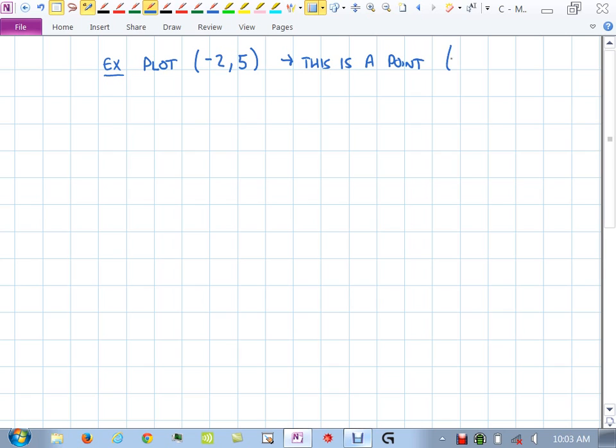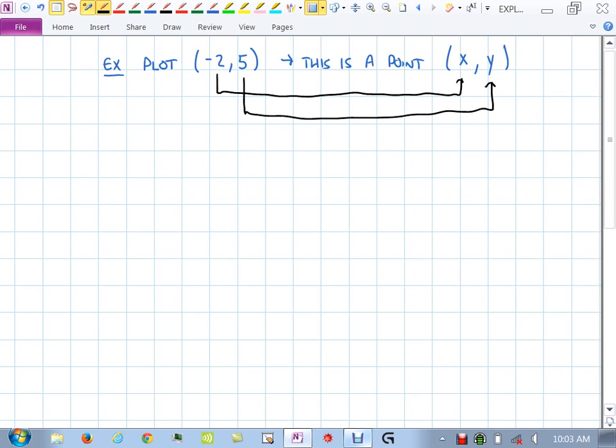And I'm going to put next to this, this is a point. The first number you see is the x, and the second number you see is the y. So let's just see how we would do this. And it will always be that way. If someone gives you a point to plot, the first number you see is the x, the second number is the y. I'll have a technical name for that in just a minute.